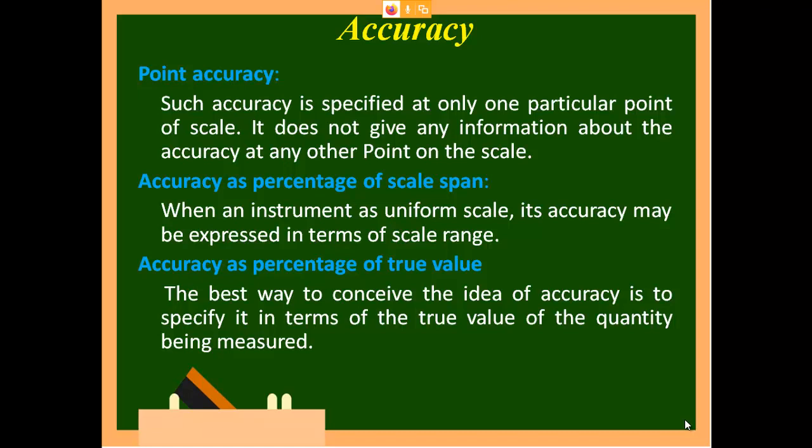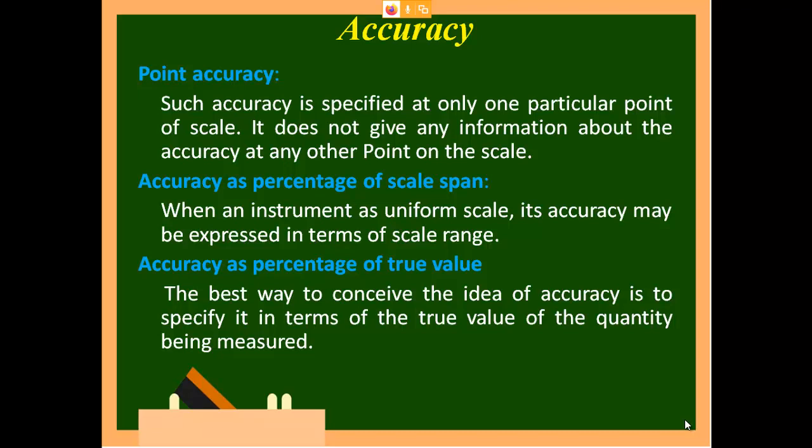When you see AC meters, initially the scale is compressed: from 0 it will jump to 1, 1.5, 2, then gradually you have values like 0.2, 0.4, 0.6. So initially you have a jump, then a wide range of scale. That you call AC. And the second type, accuracy as a percentage of scale span, is for DC meters, where you have a uniform scale. So its accuracy may be expressed in terms of scale range. That is the second one.